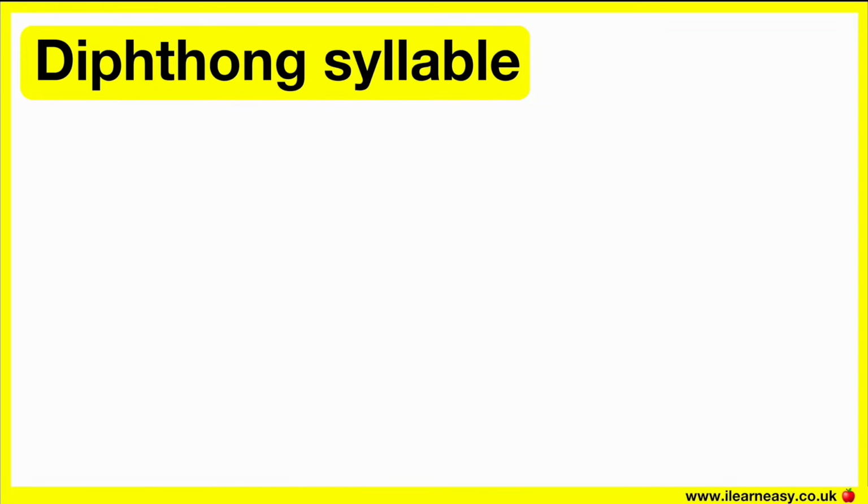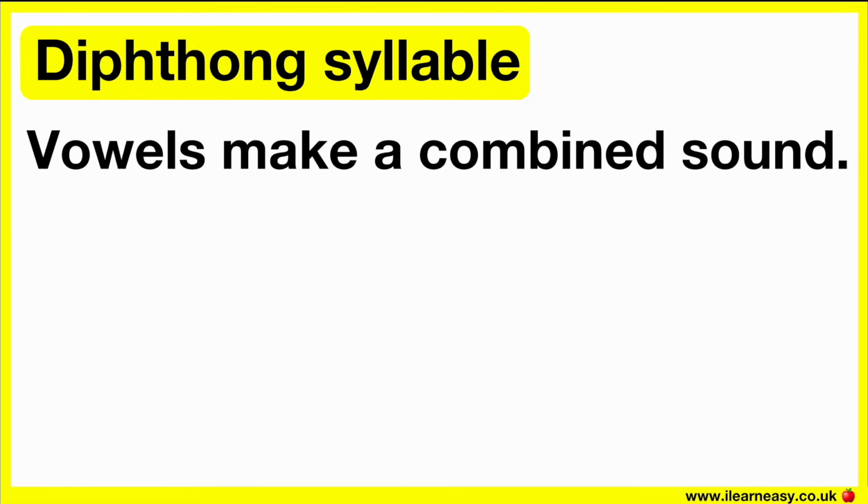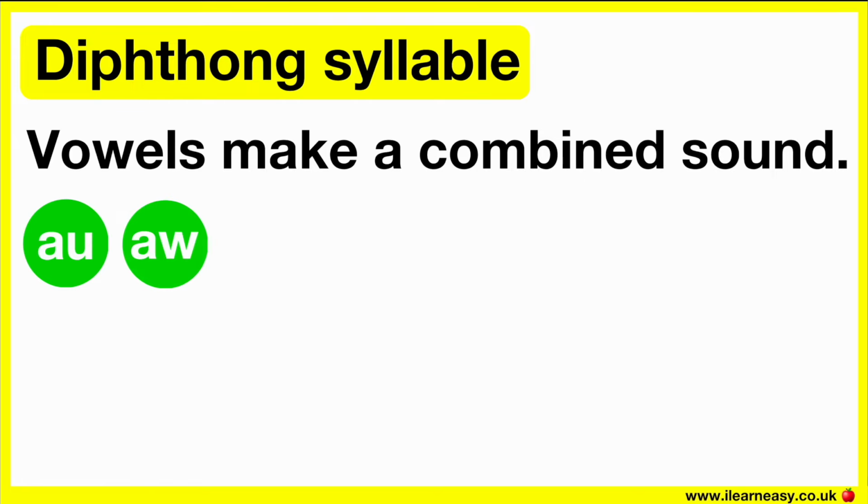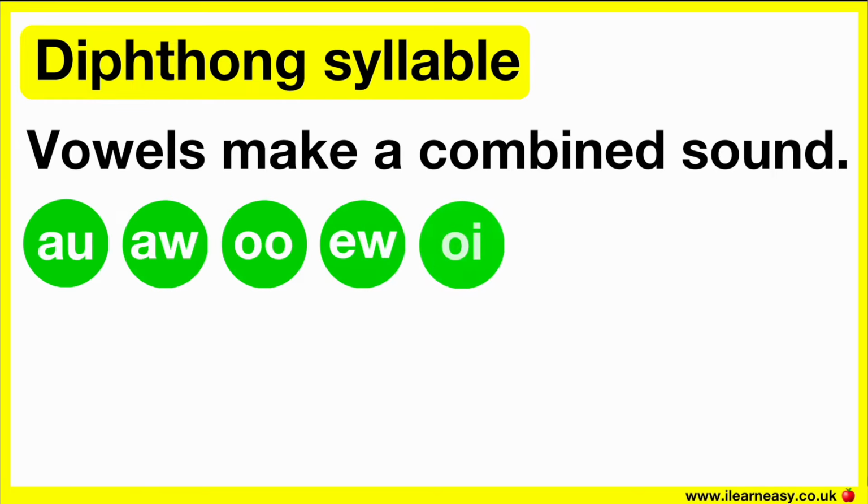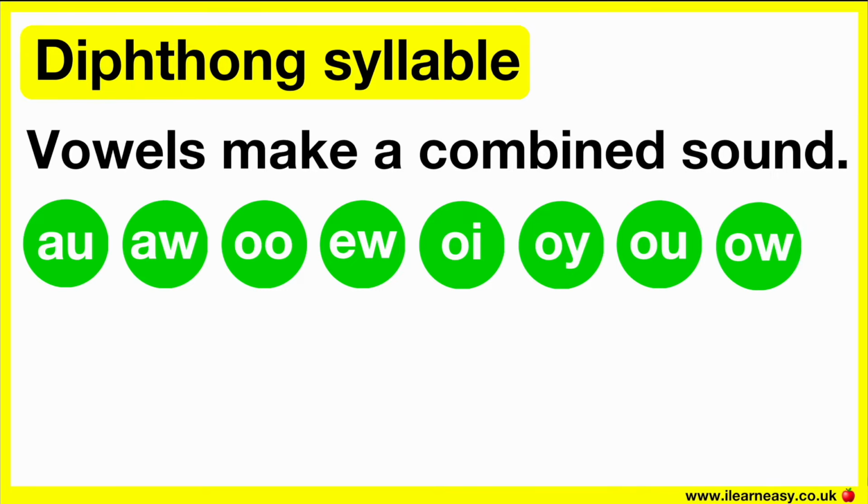Diphthong syllable. A diphthong syllable has 2 vowels next to each other that make a combined vowel sound. This is different from a vowel team syllable because in a diphthong syllable, both vowels are pronounced, making a combined vowel sound. This applies to the letters AU, AW, OO, EW, OI, OY, OU, and OW. Although the letter W is not usually a vowel, in some combinations, it makes the same combined vowel sound.